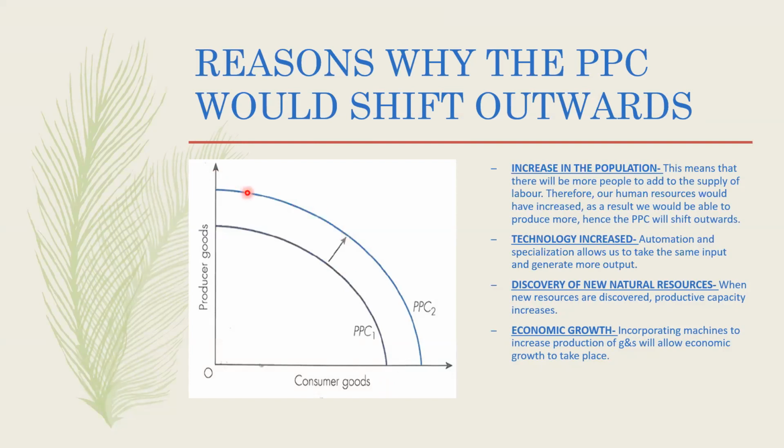This basically means that resources would have obviously increased. And there are many reasons why our resources would have increased. And that is what your homework question was, to give me reasons why the PPC would shift outwards. So were you all able to do that? I hope you were able to do some readings on the reasons. Were you all able to look it up?